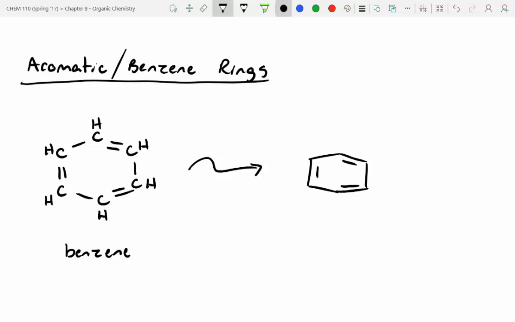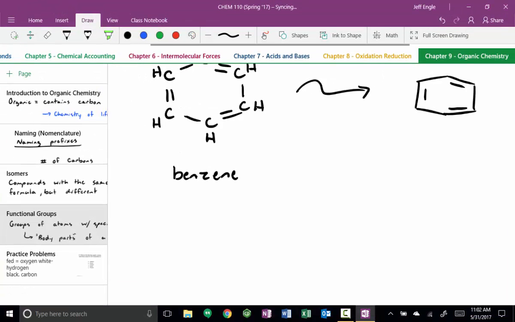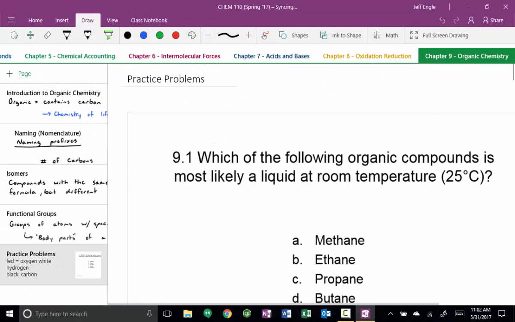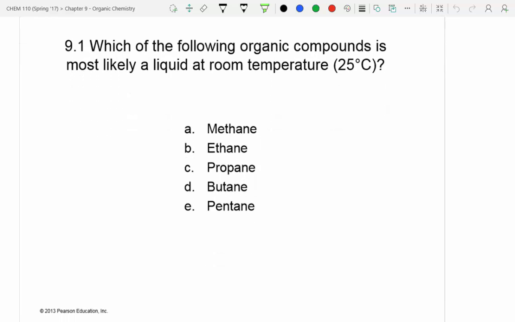Okay, what we'll do is a few practice problems. And then if we have time, go into some more advanced naming. Which of the following organic compounds is most likely a liquid at room temperature and why? If you think you got it, try to explain it to your neighbor.